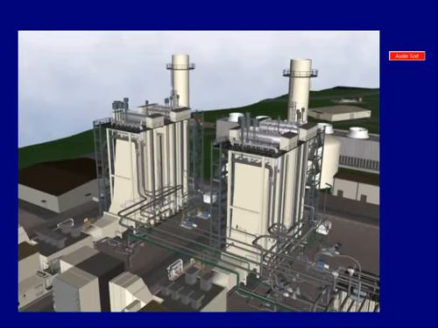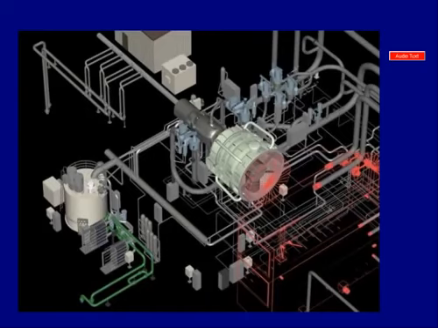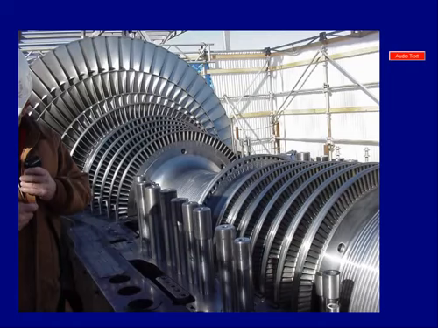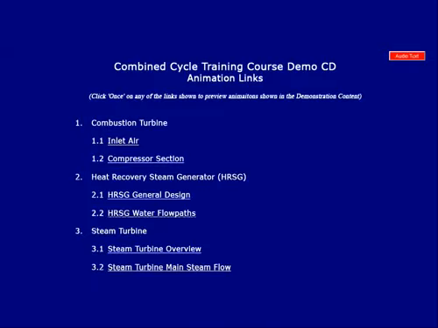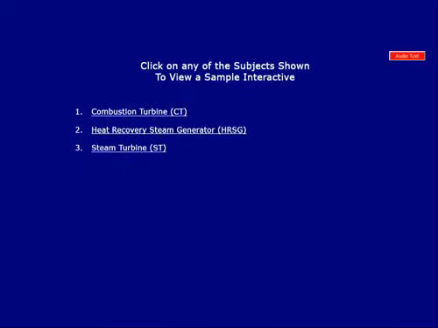This Demo CD provides portions of interactive training programs for combined cycle power plants. These materials can be purchased in generic format or altered to utilize specific plant equipment models. Detailed 3D models have been created for use within this course. Click on any of the links listed below to preview animations that have been created from these 3D models. Click on any of the subjects shown to view a sample interactive. Once you have exited from the selected demo program, you will be returned to this frame.